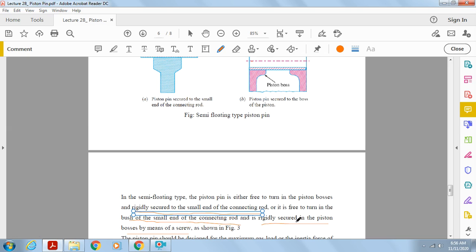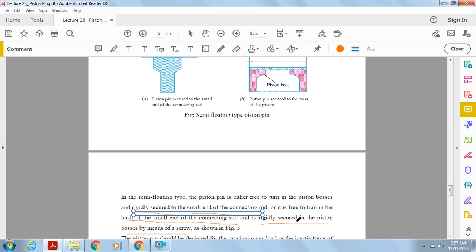So what is the difference between the semi floating and floating? In the case of the floating type piston pin, the piston pin is free to turn both in the connecting rod end as well as in the piston end, the piston bosses. But in the semi floating type piston pin, it is not free to move at both ends. It can turn in the connecting rod end, and if it does, then it will be totally closed and not free to rotate or turn in the piston boss.